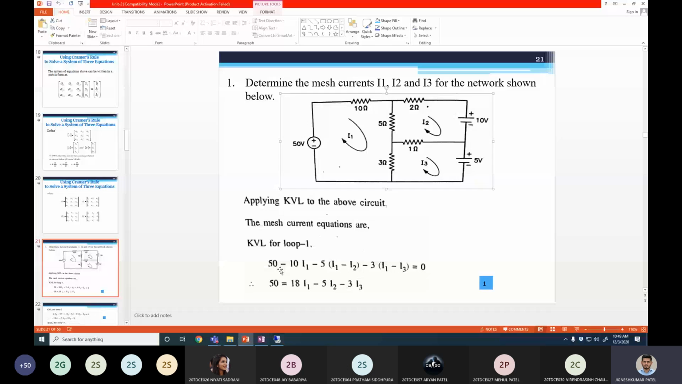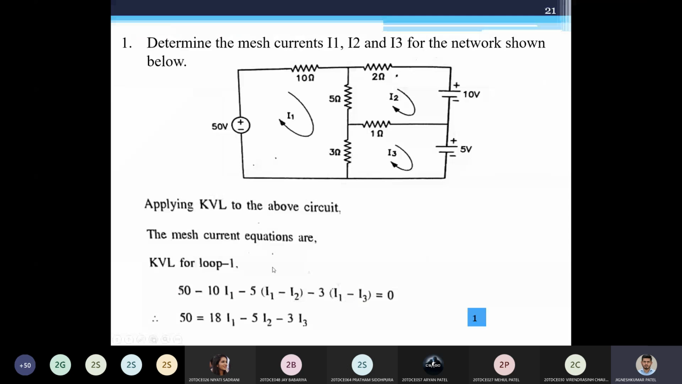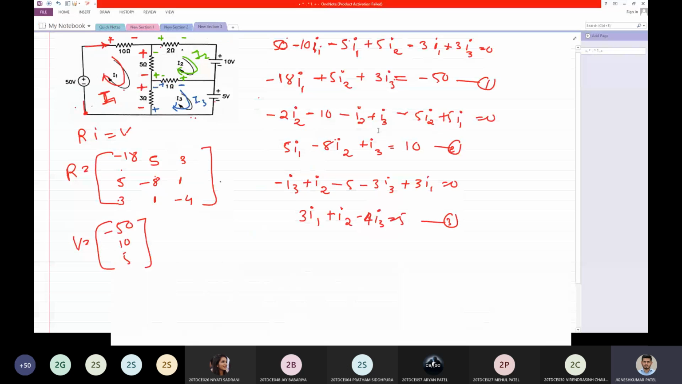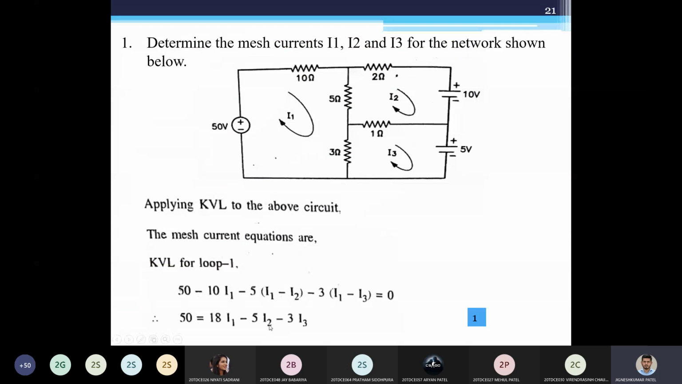So here you can see 50 minus 10 I1 minus 5. Now you can write it like this. This would be much easier for you. Take this element and write two separate voltage drops for it, rather than using I1 minus I2, because sometimes it will become I2 minus I1 and it will create a conflict. So rather than that, take two different voltage drops across this element, consider the polarity of each, and according to that write down the KVL. But the final equation would be the same.